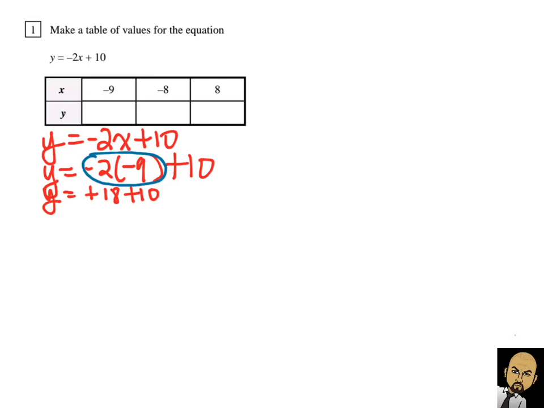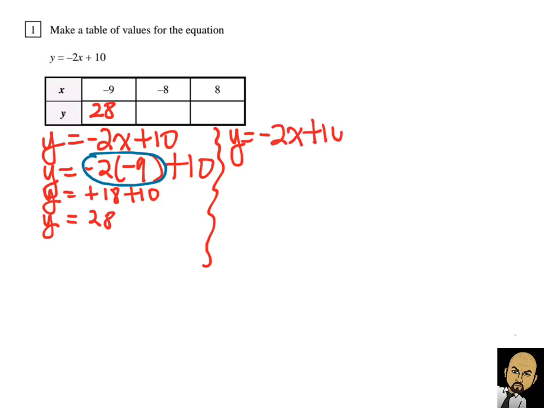So a negative times a negative is a positive, and 2 times 9 is positive 18, so we end up with y equals positive 18 plus 10. And from here, you guys know what to do. 18 plus 10 is 28, so we end up with y equals 28. And we fill in our value and start our next problem by writing the original equation down.